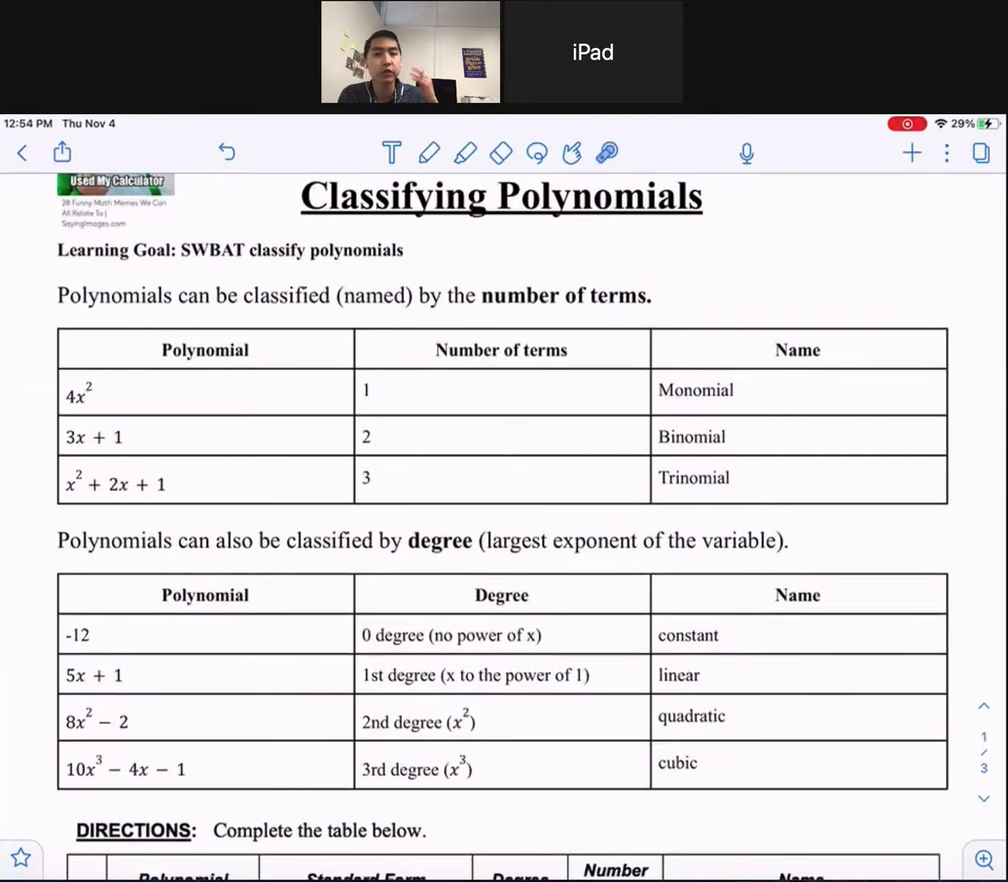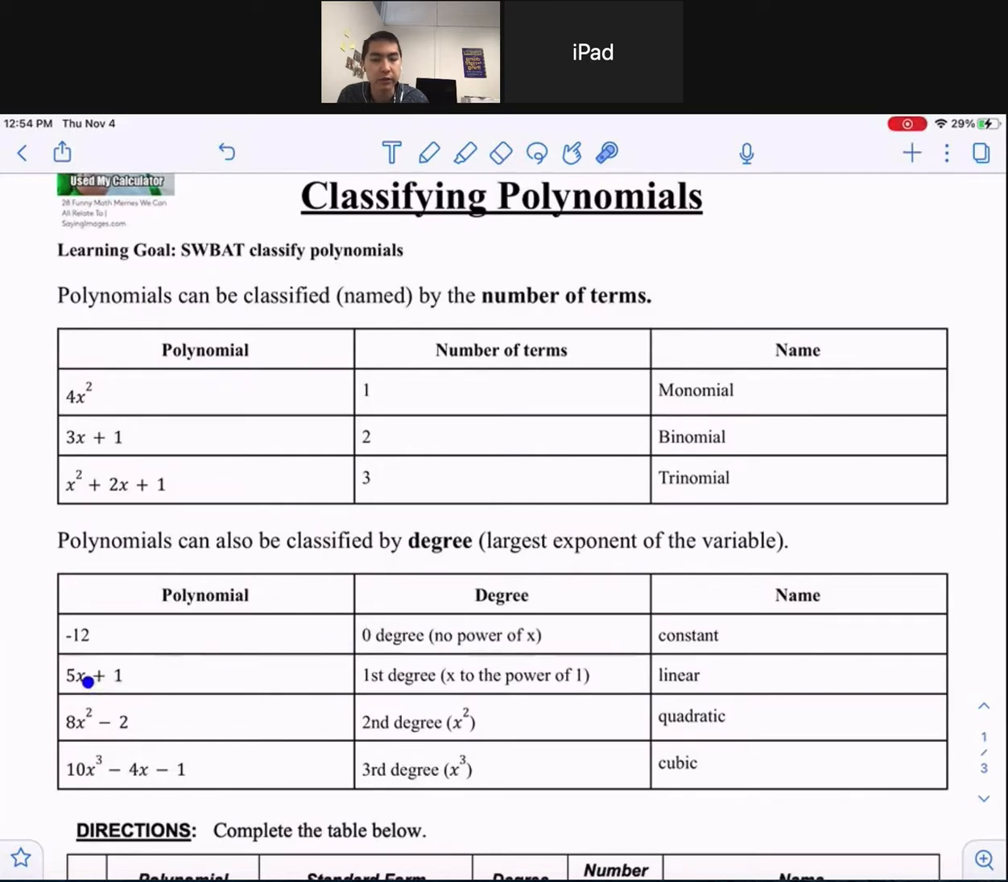So you can describe a polynomial by its terms and by its degree. Polynomials can be classified by degree, which is your largest exponent of the variable. So for example, do you see the negative 12? The degree of this is 0 because there is no power of x. There is no variable here, right? So if it's degree of 0, that's what we call a constant.